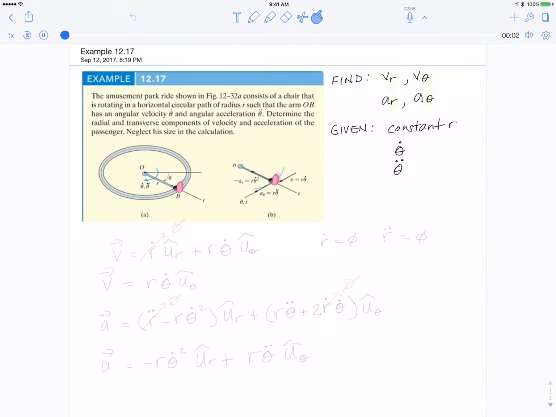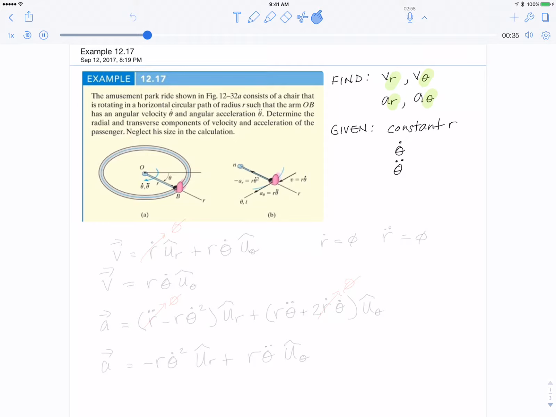This is example 12.17. There are no numbers; this is done in terms of variables. It says find the radial and transverse components. In the r direction, which they call radial, and what I'm calling the theta direction, which they say is the transverse direction, they want the components of the velocity and acceleration, and they say that this ride is going in a circle of constant r.